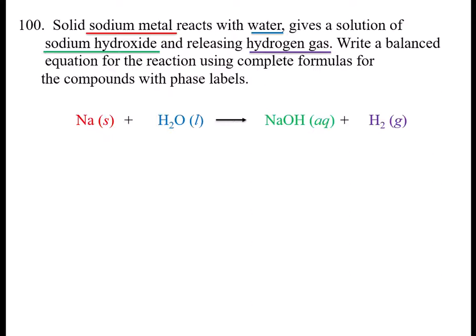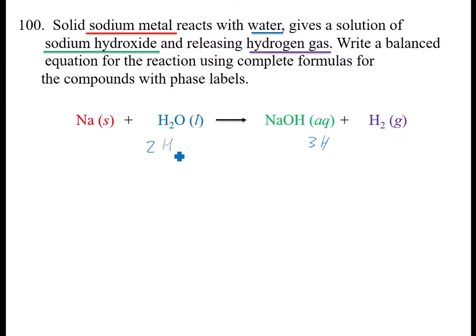And then to balance this, I look at my sodiums. I have 1 sodium and 1 sodium. I look at my oxygens. I've got 1 oxygen, 1 oxygen. However, for hydrogens, I've got 2 hydrogens here, and I've got 3 here.